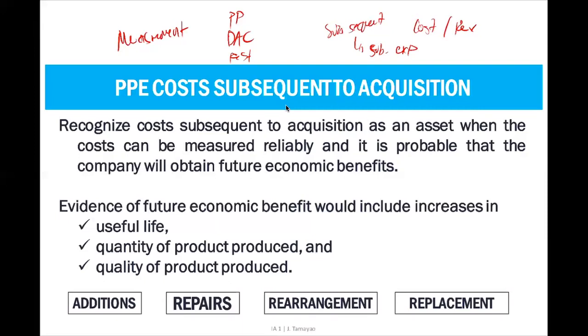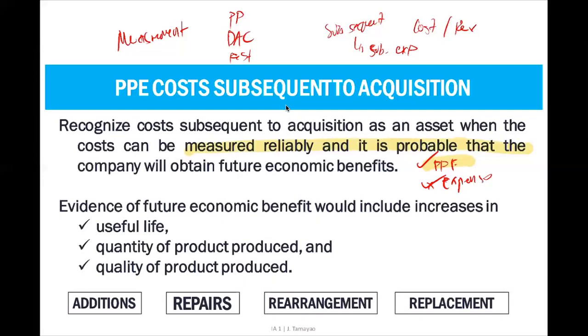So what is our treatment on this subsequent cost? Your subsequent costs can either be part of your property, plant, or equipment or part of your expense. So dalawa lang yung treatment natin, either PPE or part of your expense. So kailan natin siya ilalagay as PPE? We will include it as part of your PPE if you can measure reliably and it is probable. So if probable and measurable, the economic benefits relating to that subsequent cost, we include it as part of your PPE. If not, it is expense.